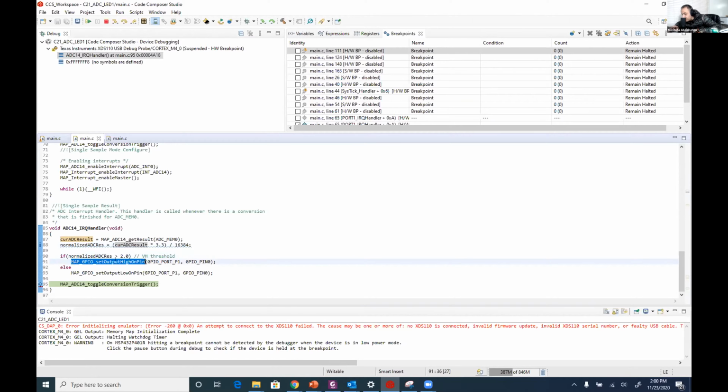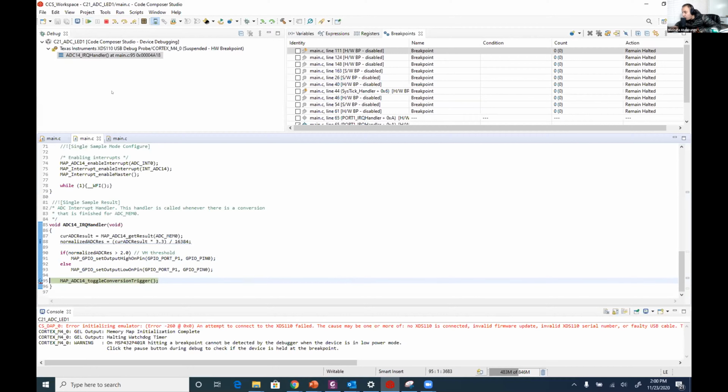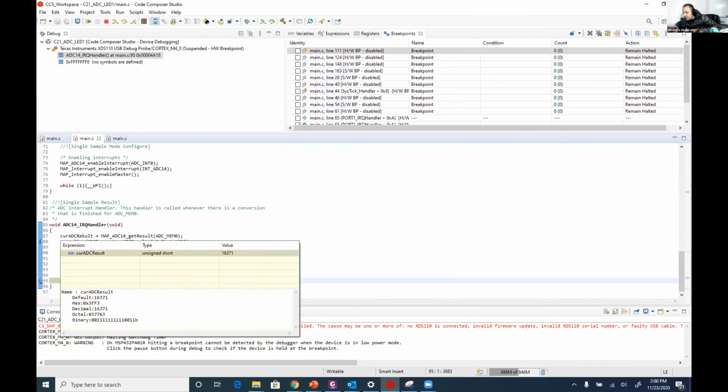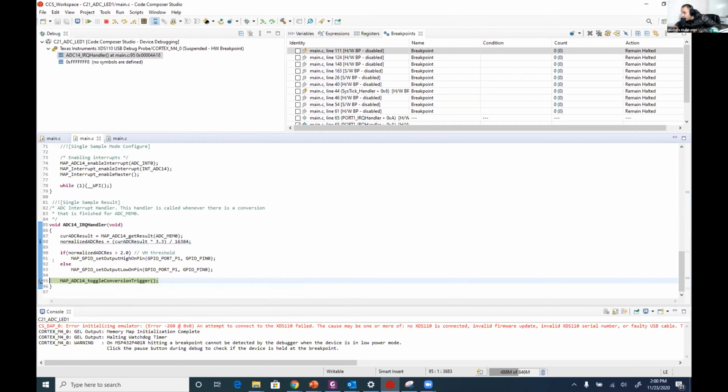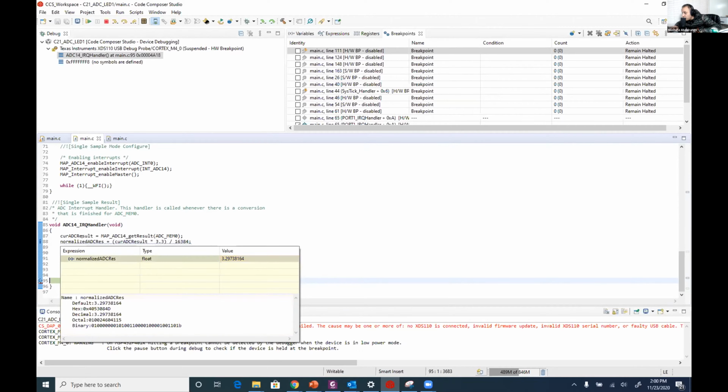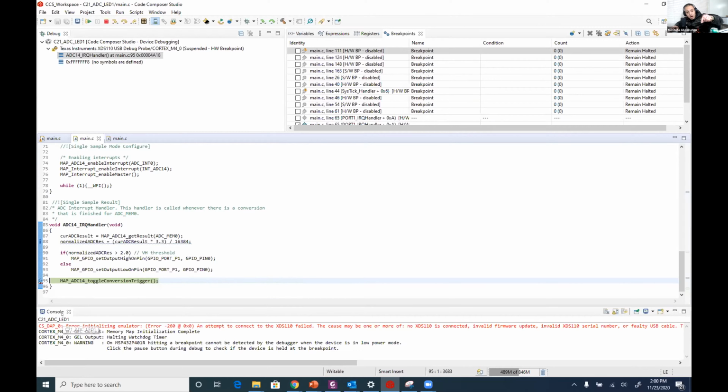And of course, this is higher than 2, so I light the LED. I turn the LED on. And here I stopped. Now, if I click run, it will make another conversion. And again, since I didn't remove the wire, it's still 16371, which when translated will be 3.29 volts. Now I will remove the wire, and the input will be 0 by default.